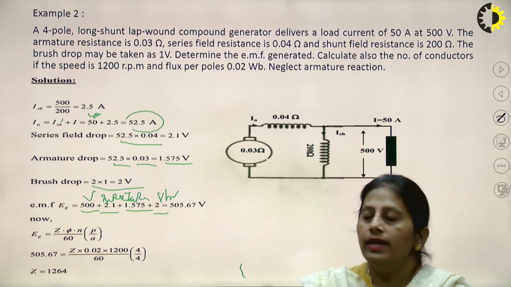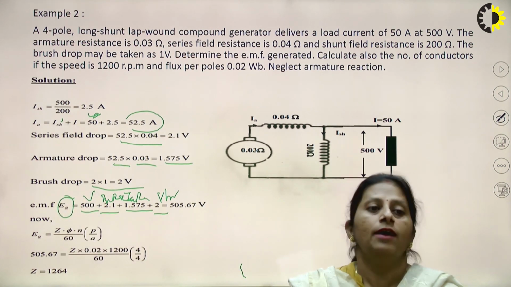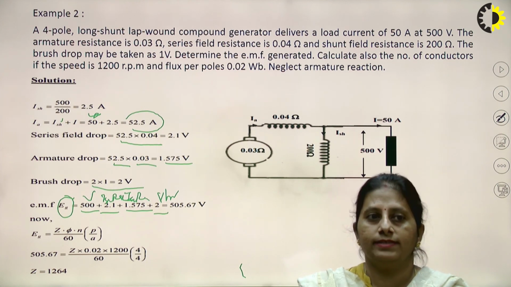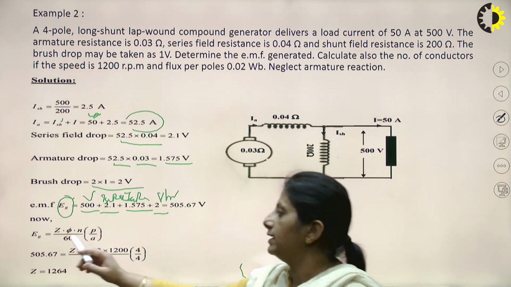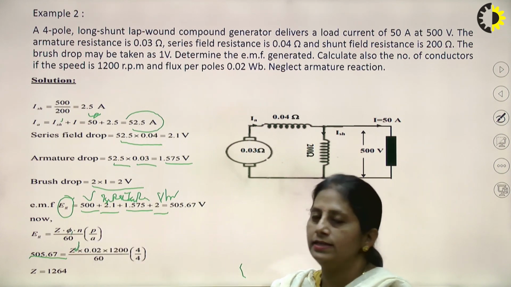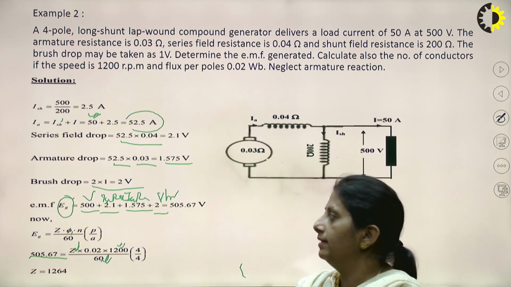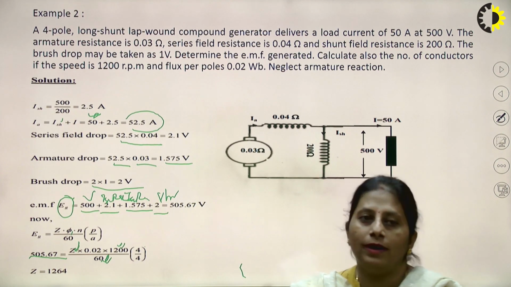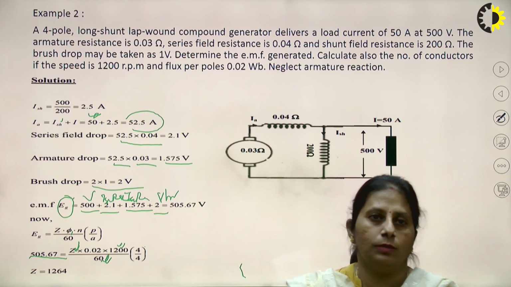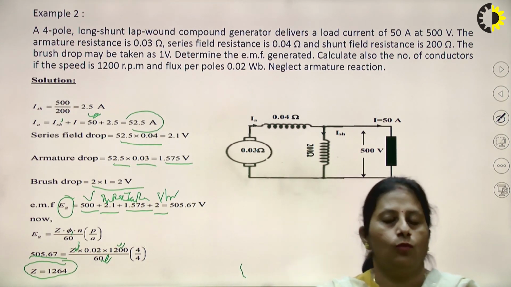Now the second part is, we also want to know the number of conductors in the armature, right? We also know that the generated EMF can be given by the expression phi P N Z by 60A, right? We have all the information except the total number of conductors. Substituting EG as 505.67, the number of conductors we need to find, flux we know, that is 0.02, speed we know, that is 1200 rpm, 60, number of poles P, and A, the number of parallel paths. It's a wave connected armature, so once again the number of parallel paths is equal to the number of poles, that is 4. So the number of conductors appears to be 1264.